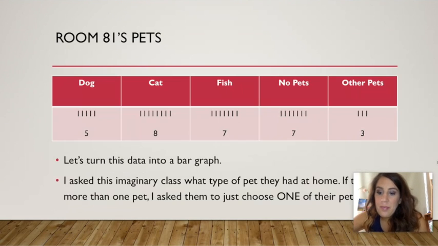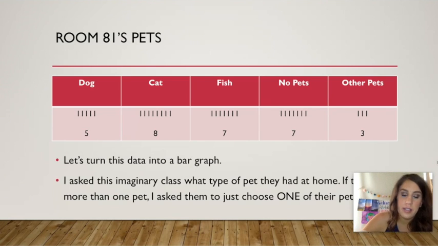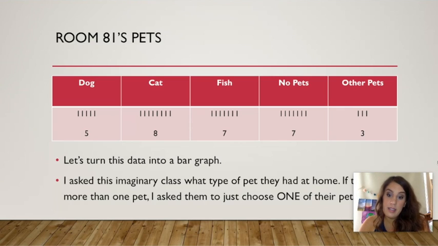So just like yesterday, I have some made-up imaginary classroom data. This is room 81's pets. So I asked this class what type of pet they have at home. And if they have more than 1 pet, I asked them to just choose one of their pets for this data. So 5 students had a dog, 8 students had cats, 7 students had fish, 7 students had no pets at all, and then 3 students had pets other than a dog, a cat, or a fish, or no pet. So we're going to use this data to create a bar graph today.